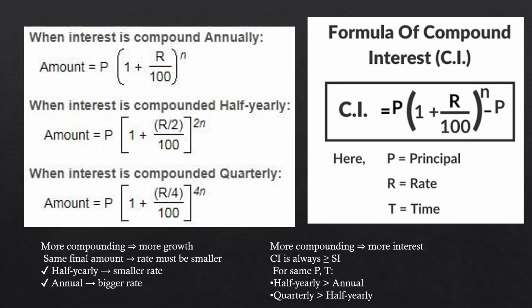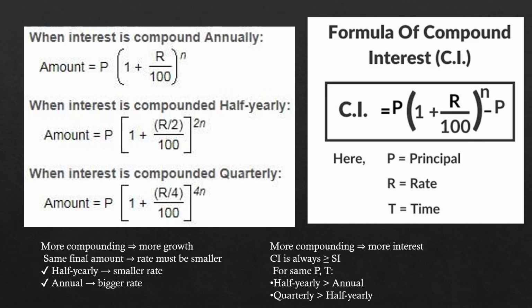I have listed some formulas here related to compound interest, so you can revise it. Amount equals to P times (1 plus R divided by 100) to power n. This is compounded annually. When interest is compounded half yearly, please remember in this case half yearly rate would be half and time will be double. And when interest is compounded quarterly, same as rate will be 1/4 and time will be 4n. So please read these two sections.